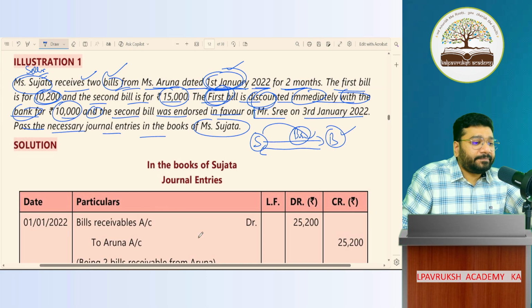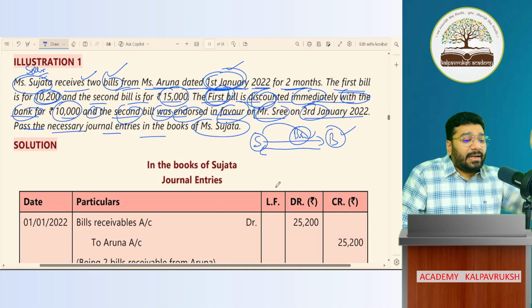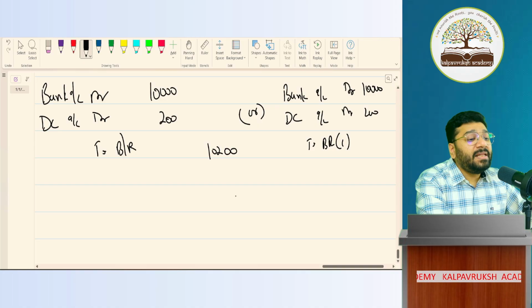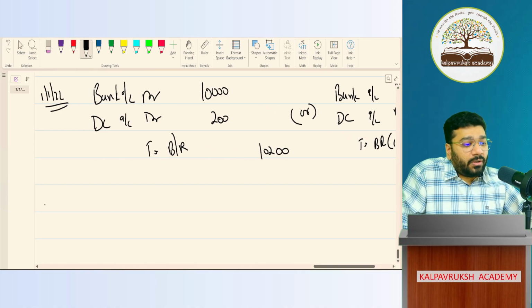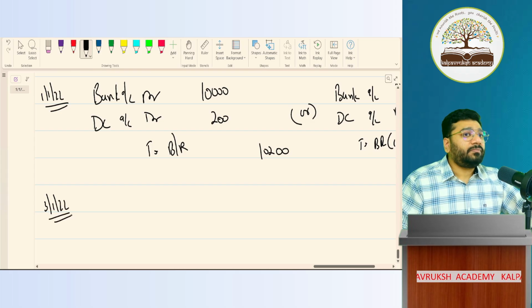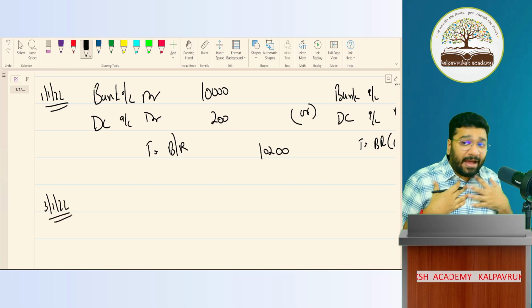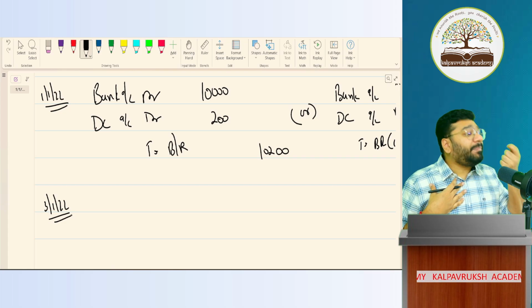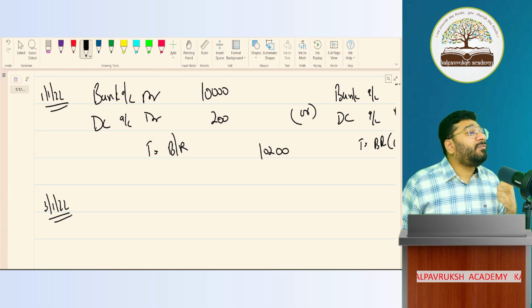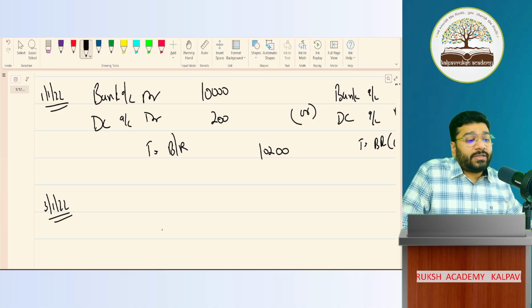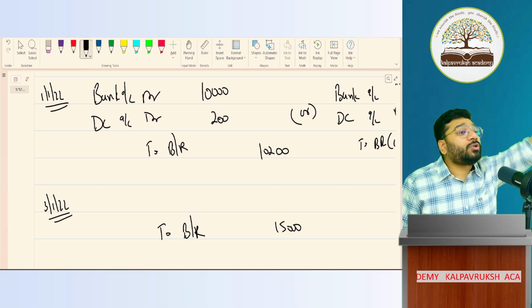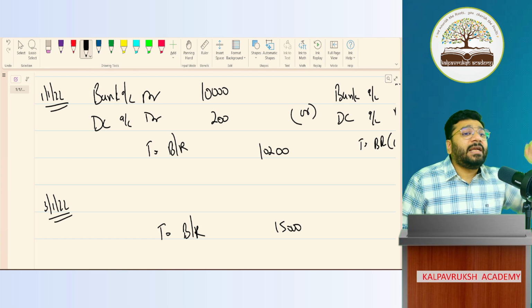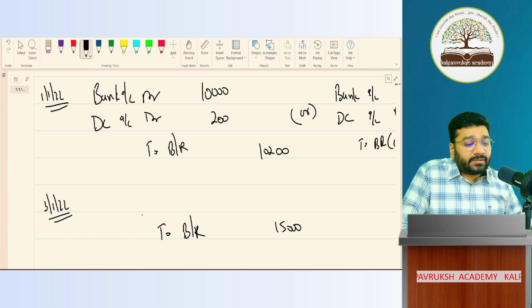Then what is happening? The second bill was endorsed in favor of Mr. Shri on 3rd January, two days later. After 2 days, bills receivable 2 is endorsed. On 3rd January 22, the bill is endorsed to the creditor, which means I have to make payment to the creditor. I'm making payment, but not in the form of cash. I'm giving the payment in the form of bills receivable. So, what is going out of my hand? Bills receivable 2 is going out of my hand. How much? 15,000. This will close the previous liability towards the endorsee. How much is it? 15,000.